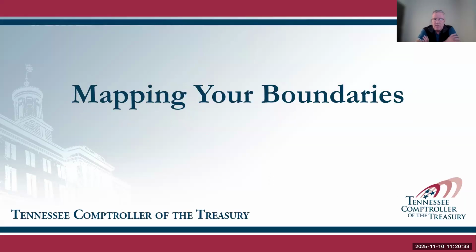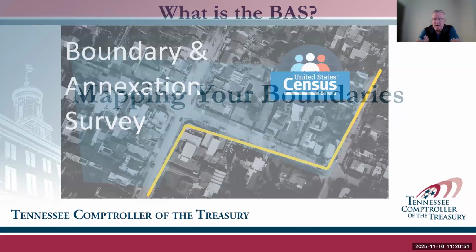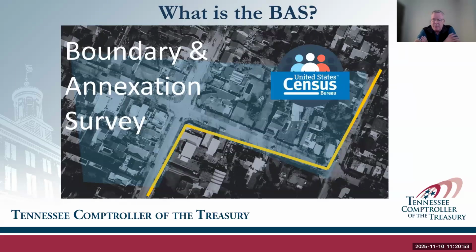Okay, let's talk about mapping your boundaries and kind of build on what Tim talked about with the numbers and things. I'd like to talk about your boundaries and how accurate mapping of them affects many things in and out of your county. So what is the BAS? The Boundary and Annexation Survey, or BAS, is the primary way that local, county, and tribal governments ensure that their legal boundaries and consequently their official population counts are correctly recorded with the federal government.